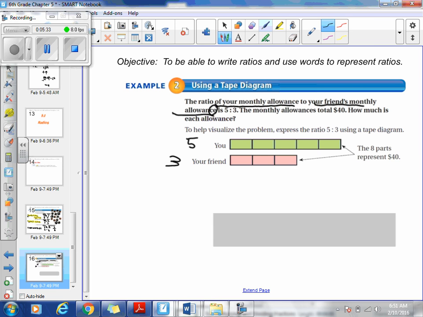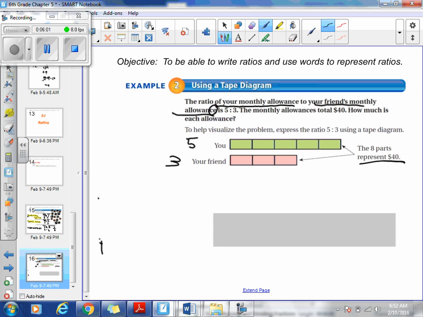Your friend gets 3. If they had said the ratio was 2 to 3, they would have drawn 2 boxes for you, and for your friend, they would have given 3 boxes. Then what they did is they added up how many parts that is total. Between you and your friend, 5 plus 3 is 8.